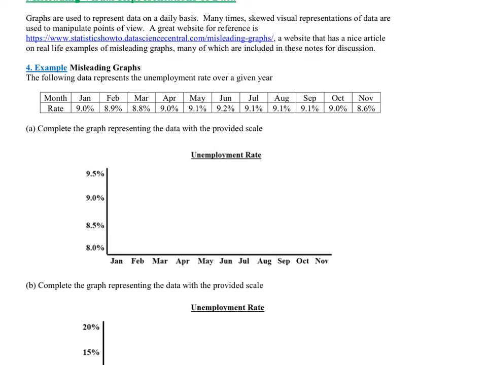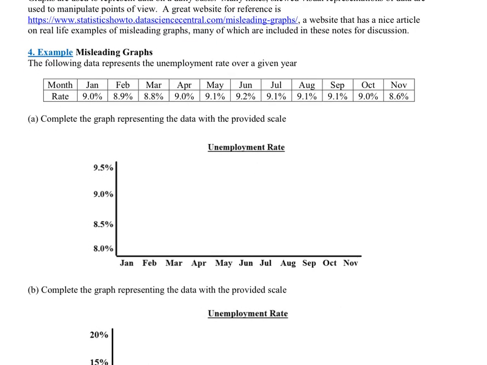What we're going to do is draw a line graph, which is just a histogram, but instead of bars, you just do dots and connect the dots. So let's start off. January was at 9%. That would be a dot about there. February is 8.9%, just ever so slightly less. March, 8.8, again, ever so slightly less. April went up to 9%, looks like that right there. May, 9.1%, so just a little bit higher.